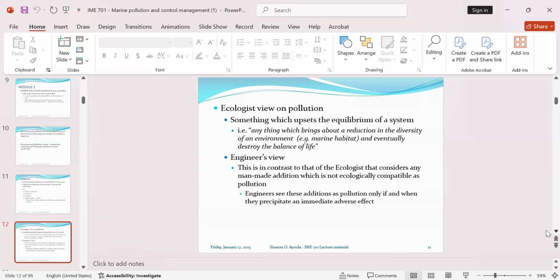Now, engineers may view it differently. Why? Because they are not ecologists, but rather engineers, and they can only define it to suit their own purpose. This is in contrast to the ecologists, who consider any man-made addition which is not ecologically compatible as pollution. Engineers see this addition as pollution only if and when it has immediate adverse effects. So the moment there is precipitation, that is when engineers will define it as pollution.